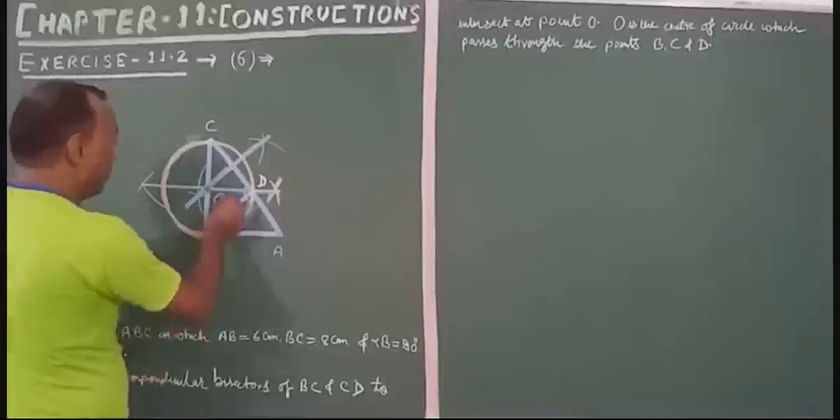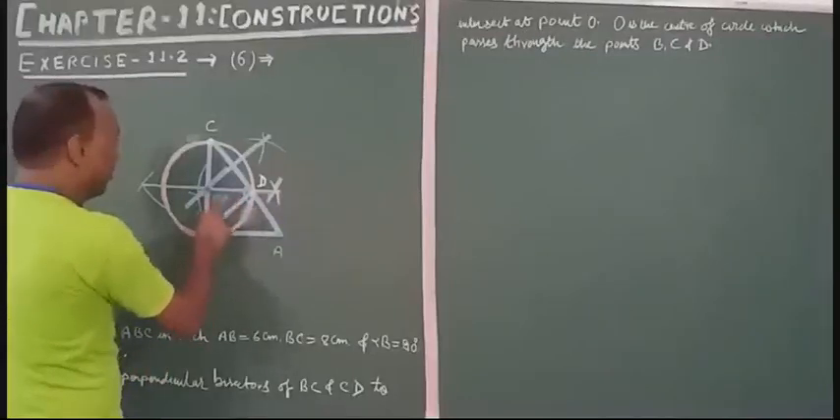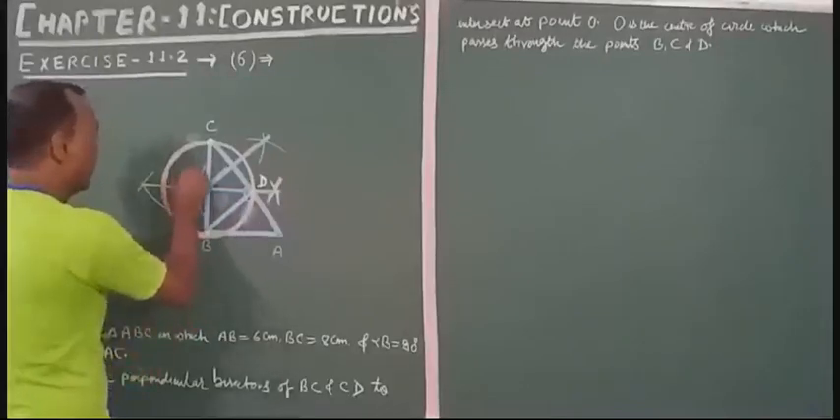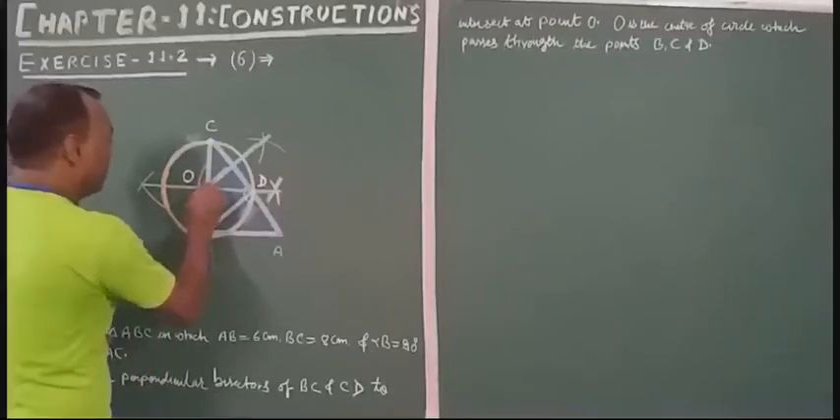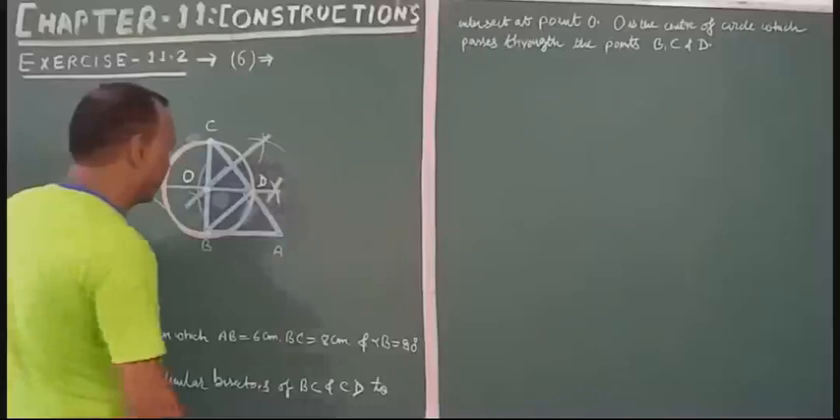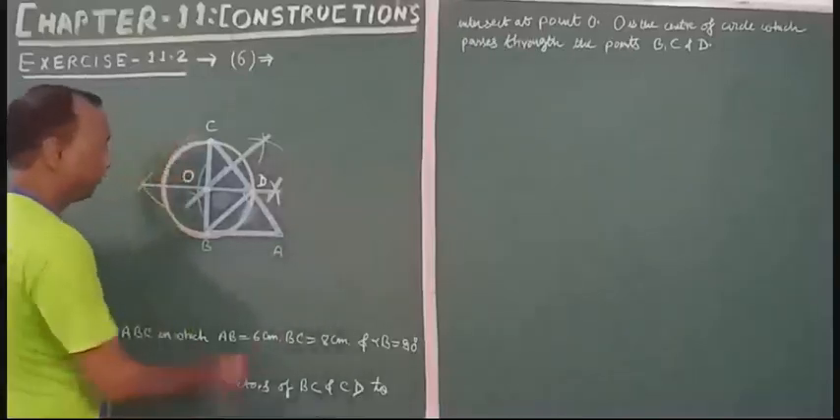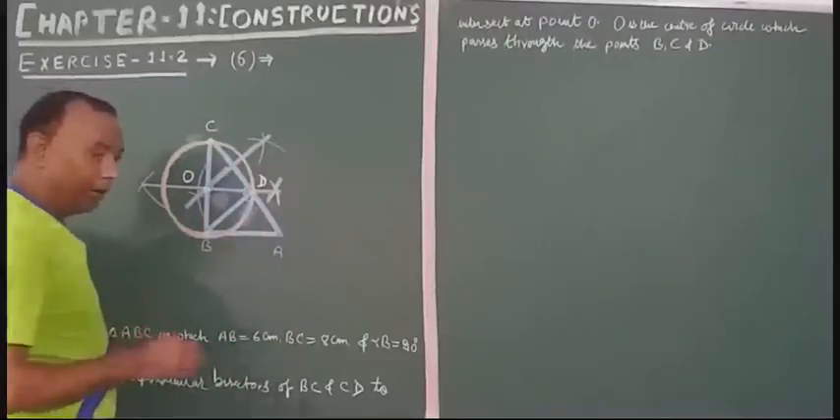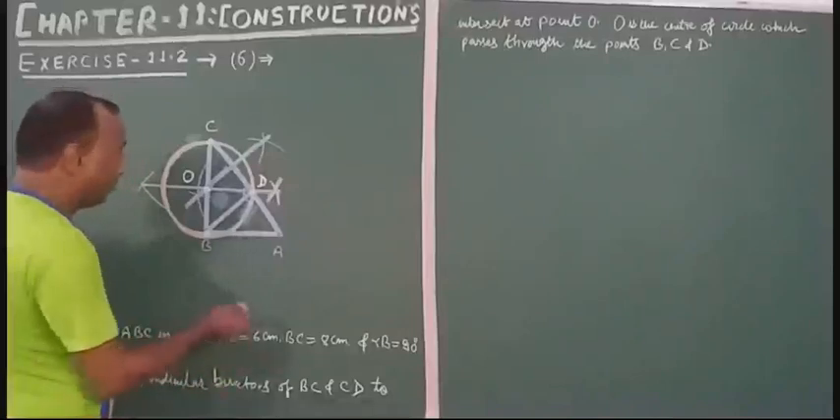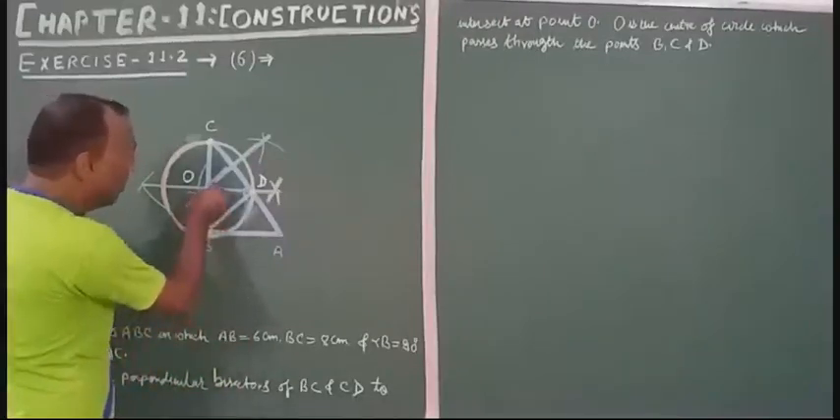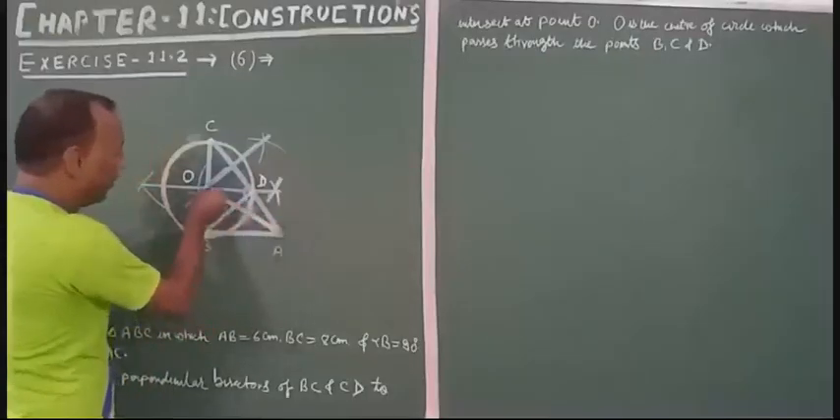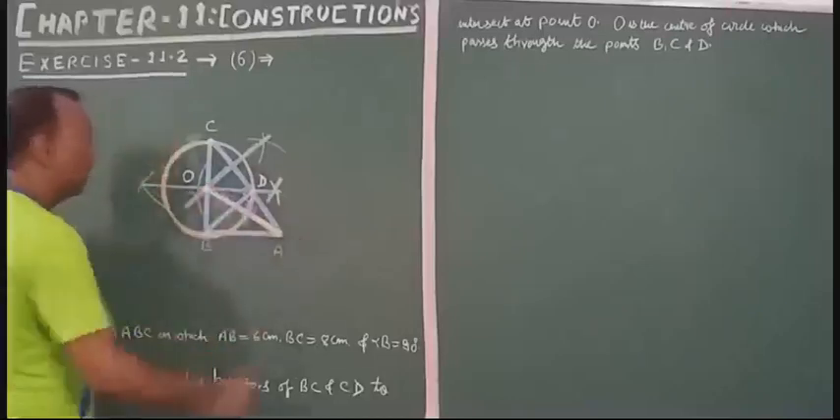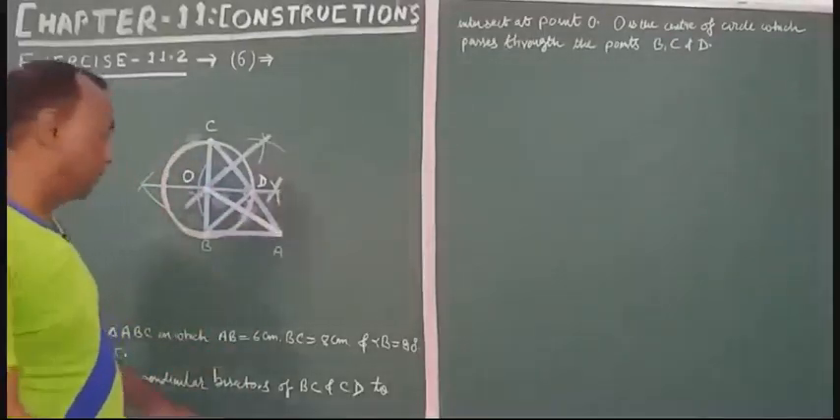So just look here. I am writing this point O here. This is the center of the circle. Now just as in the previous questions, we have to construct the tangents to this circle from this point A. A is here as an external point. So what will we do then? We will join OA and find its midpoint.